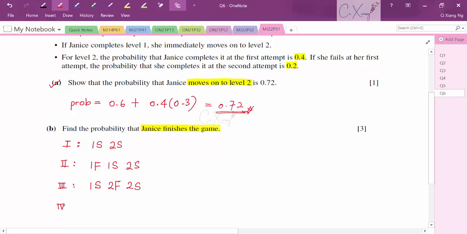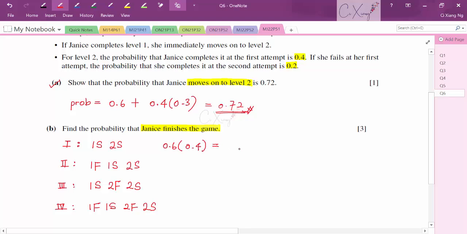We also have a fourth case. First attempt at level 1 fails, second attempt at level 1 succeeds, first attempt at level 2 fails, and then the second attempt at level 2 succeeds. All the outcomes here mean that she successfully finished the game. So let us calculate the probability for case number 1. First attempt success straight away is 0.6. Then the first attempt at the second level straight away success is 0.4.